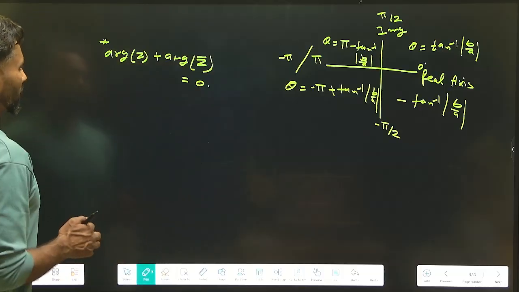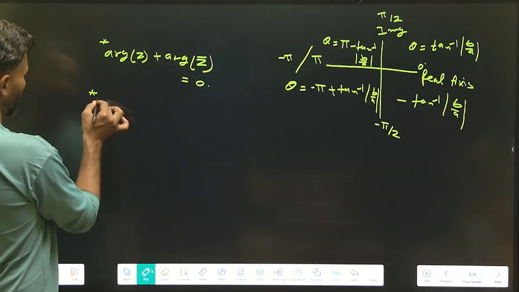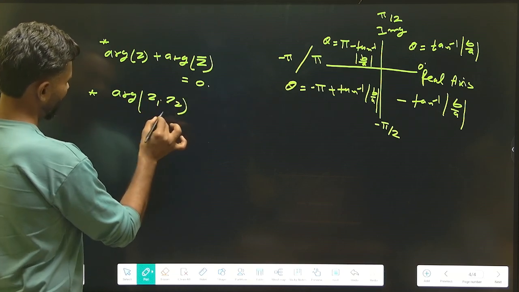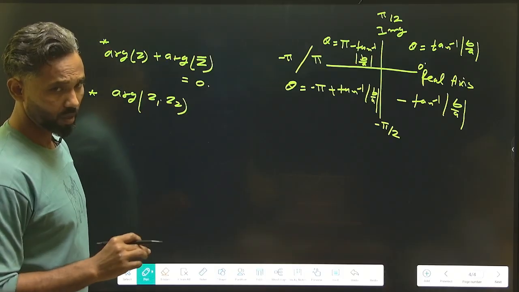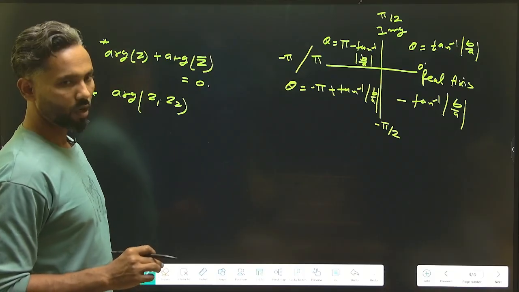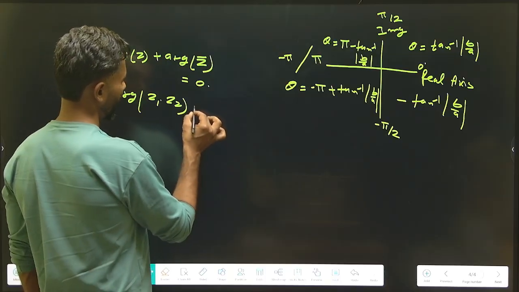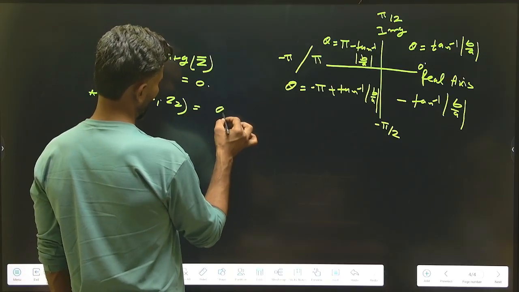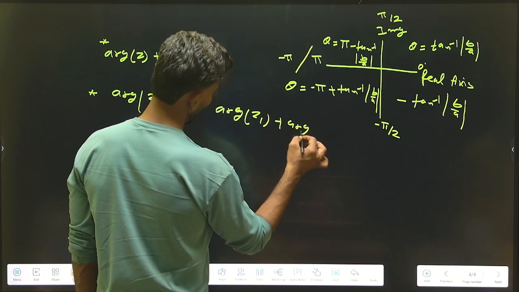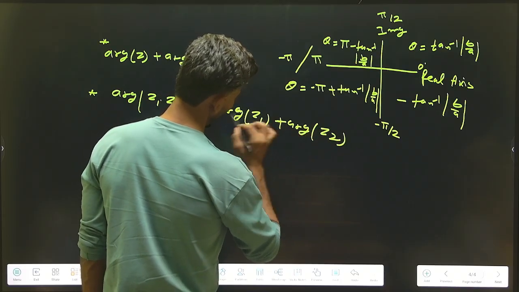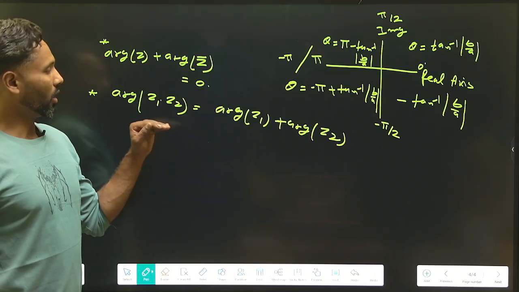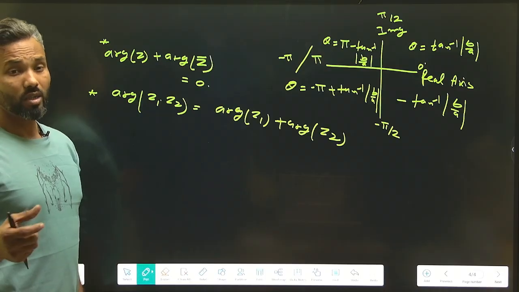Okay, the second result says that suppose you are asked to calculate the argument of z1 multiplied by z2. There are two complex numbers multiplied with each other, and you have to calculate the argument of these two. So you can say that the argument of z1 into z2 will be equal to the argument of z1 plus the argument of z2. So this is a quite simple result. These results of the argument are similar to the results of the logarithm.